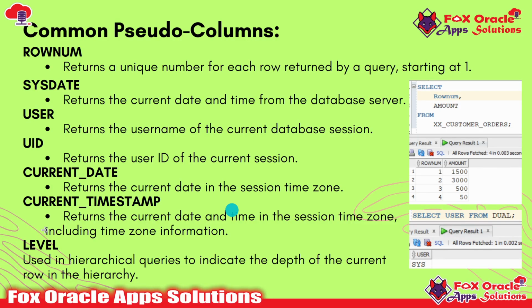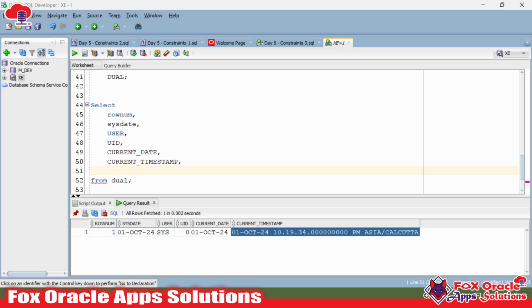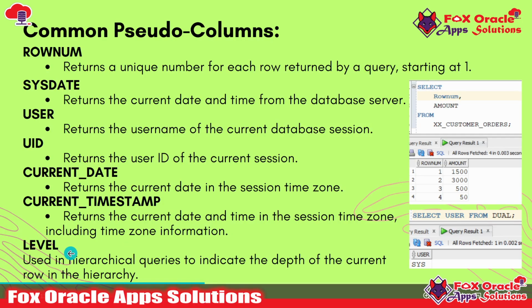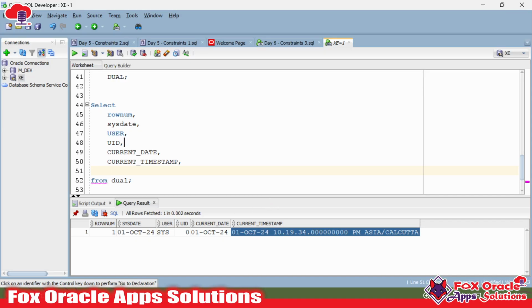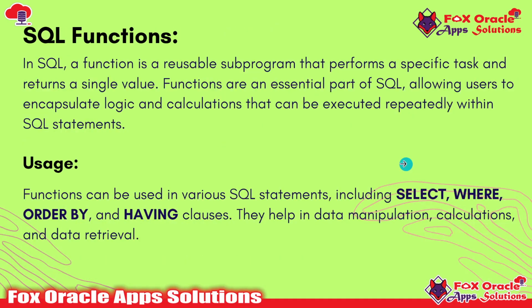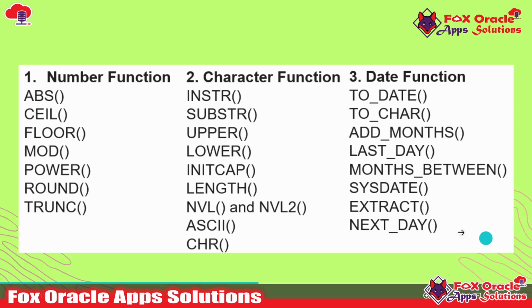The next is LEVEL. We cannot use LEVEL here, because for LEVEL we require a few queries and some code, so we will use it later. These are all the pseudo columns which we can use. After pseudo columns, we learned about SQL functions. We covered numeric functions and character functions. The date function remains, so we will cover it in the next session.